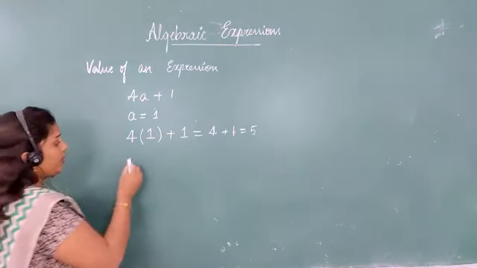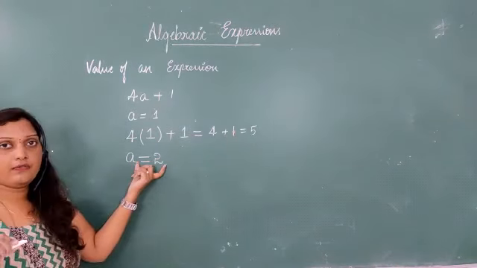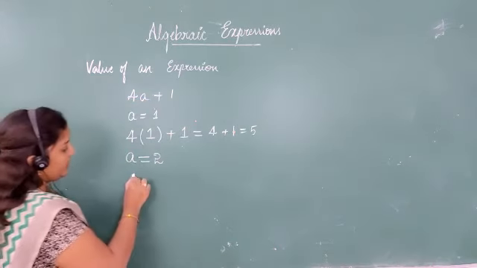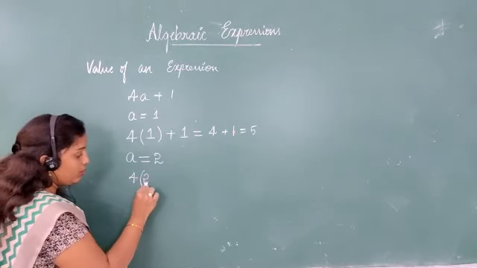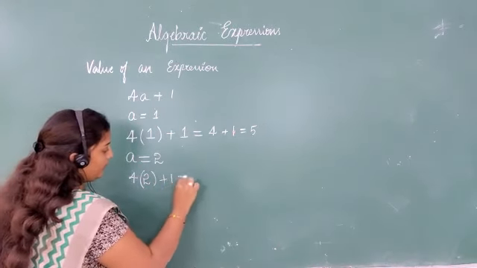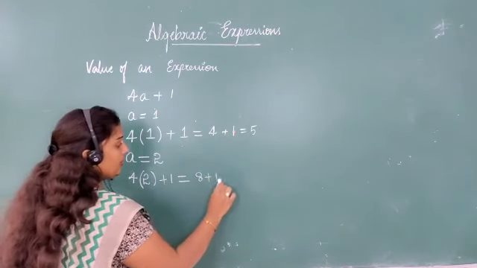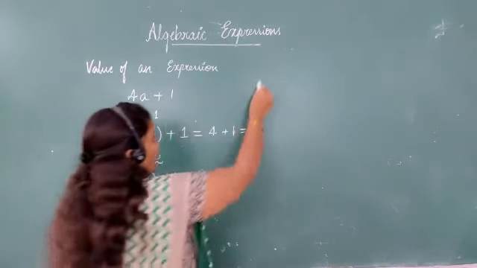Okay. Suppose a is 2. If I give the value of a as 2, then what is the value of this expression? Just again substitute in place of a. 4 into, a's place will be taken as 2, plus 1. So 4 2s are 8. 8 plus 1, 9. This is the value of the expression. Okay, we'll take a few more examples.